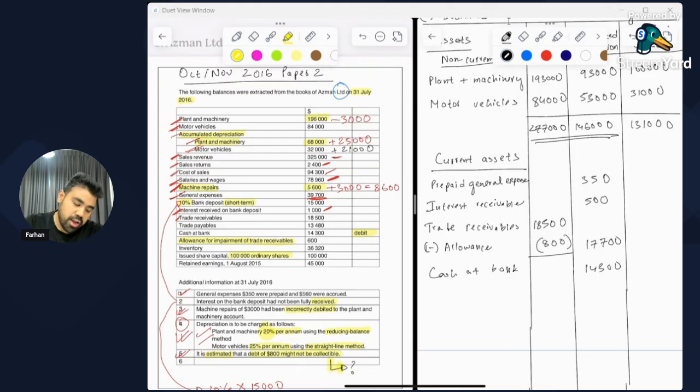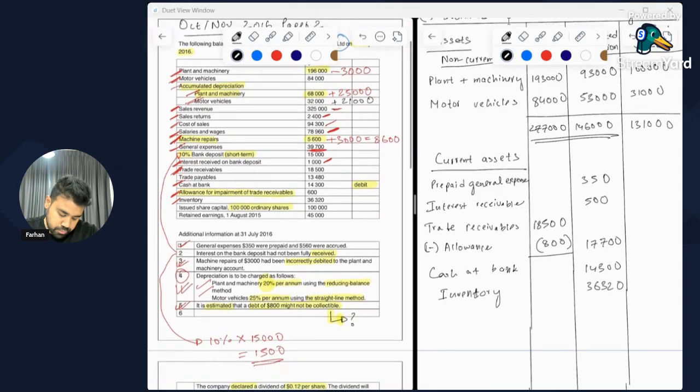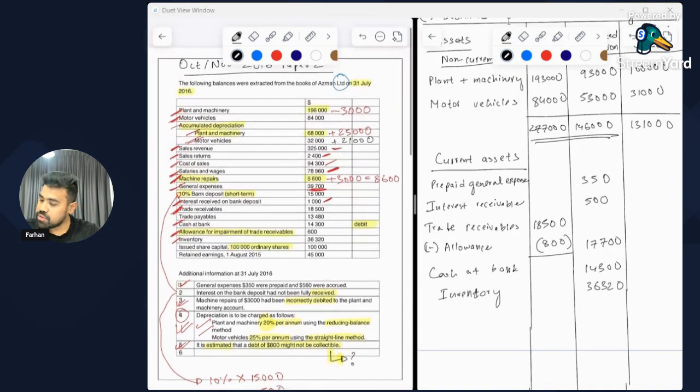Then we have got inventory. Make sure to tick as you go so that you know what information you have already selected. So next we have got inventory of 36,320. Okay. Anything else? I think that's all of the current assets we have included. I believe so.